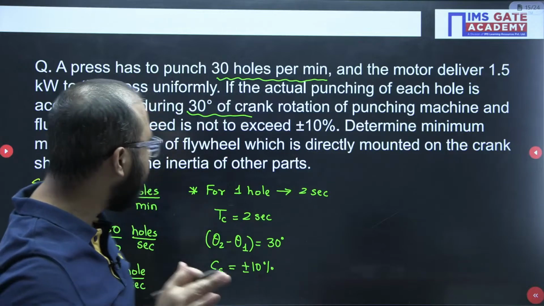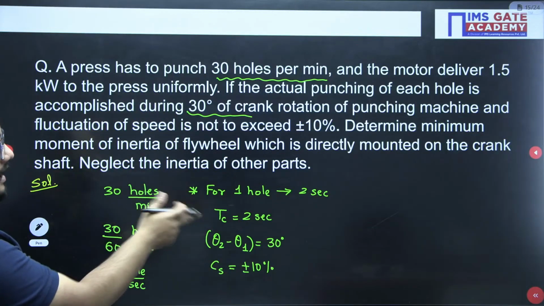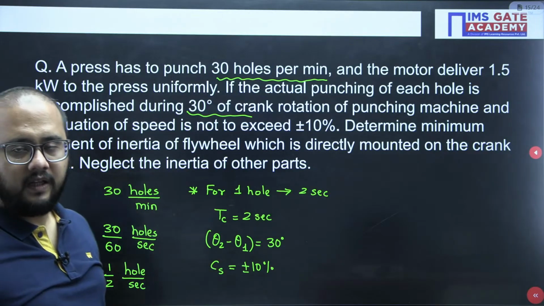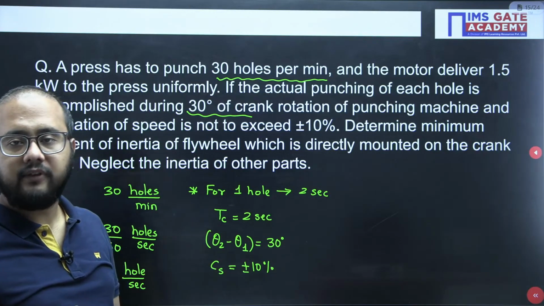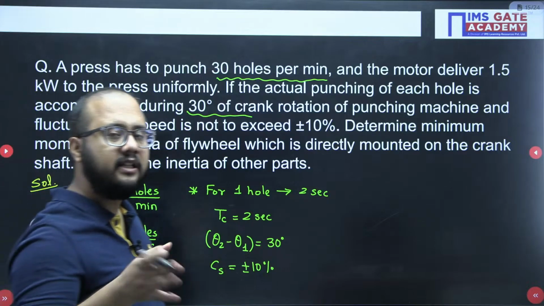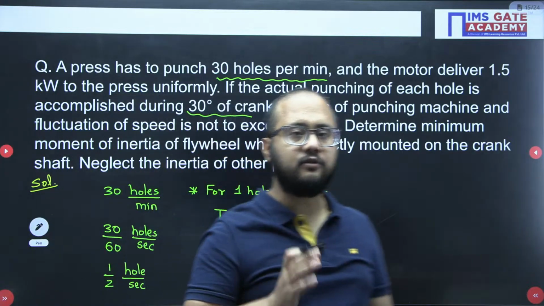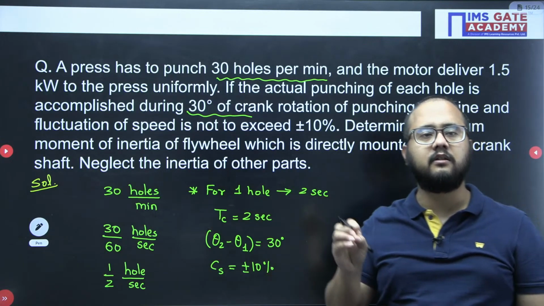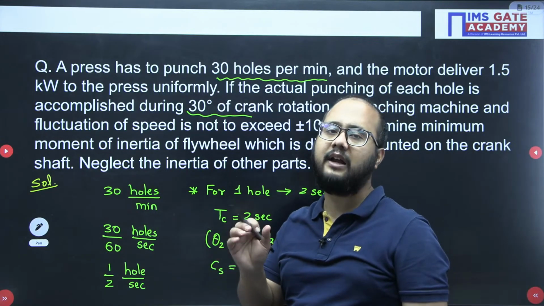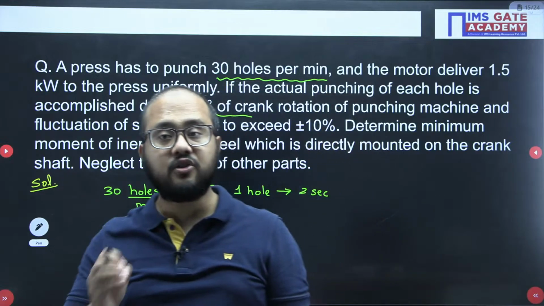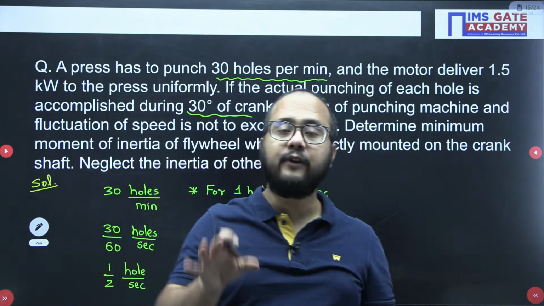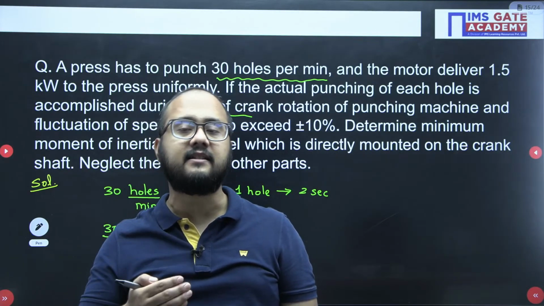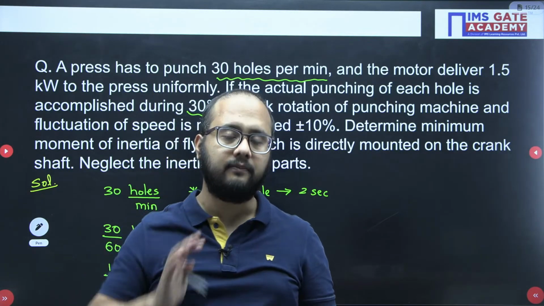Determine the minimum moment of inertia of the flywheel which is directly mounted on the crankshaft. Neglect the inertia of the other part. Okay, only flywheel moment of inertia we are going to consider. But actually there will be the moment of inertia of the shaft also. But generally when we are installing or mounting the flywheel on the shaft, we will consider the flywheel moment of inertia only.